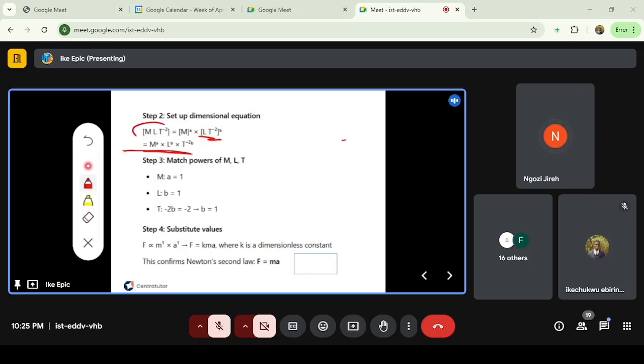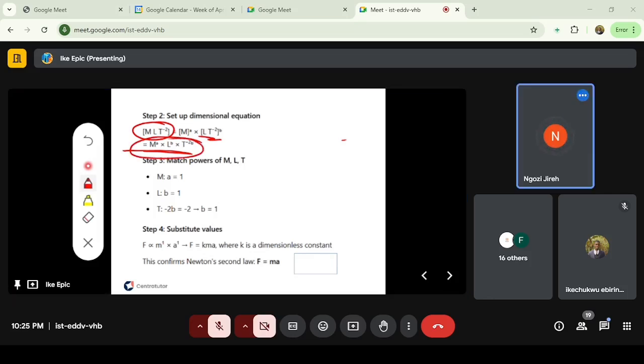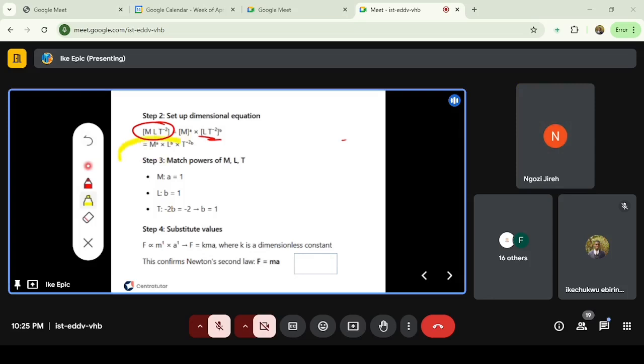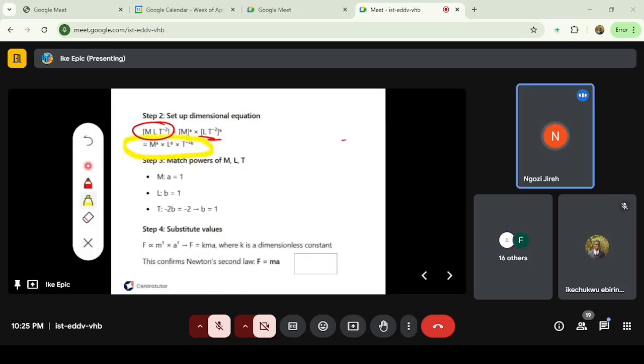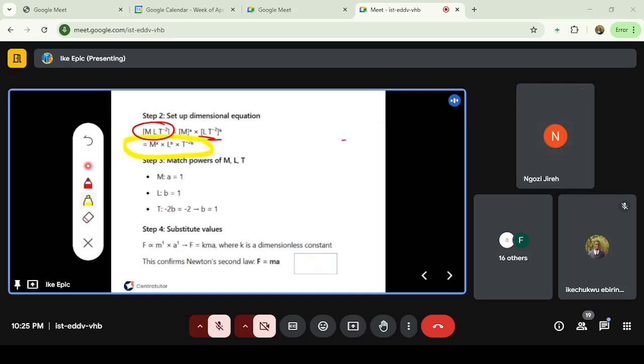On the left hand side, the power of m is here. We compare the power of m on the red circle with the power of m on the yellow circle. The power of m in the red circle is 1. So that's why a is equal to 1, because the power of m in the yellow circle is a, and the power of m in the red circle is 1. So the power of m generally can be said to be equal to 1.